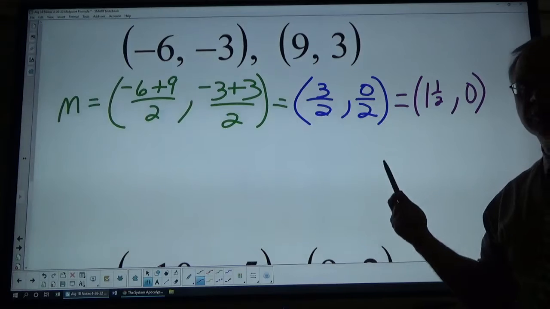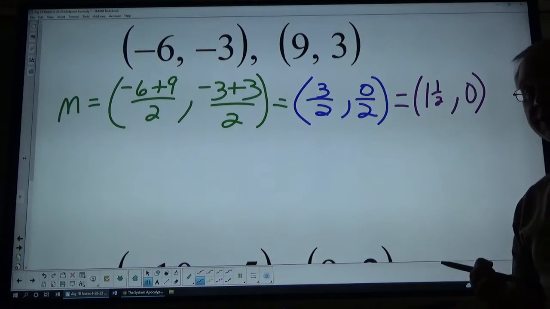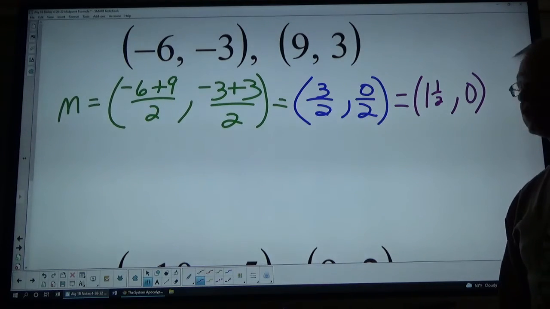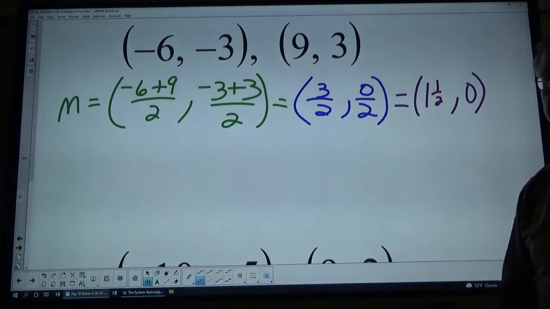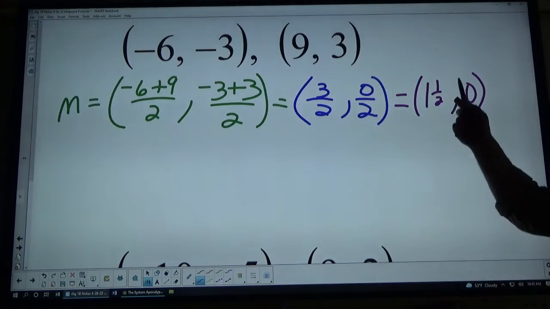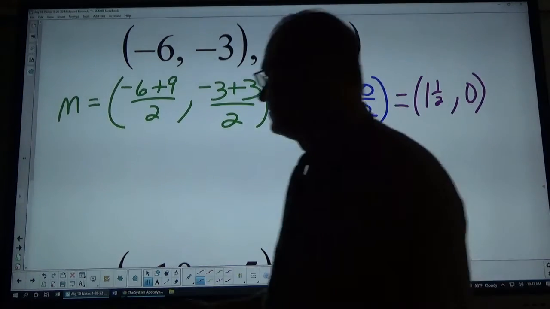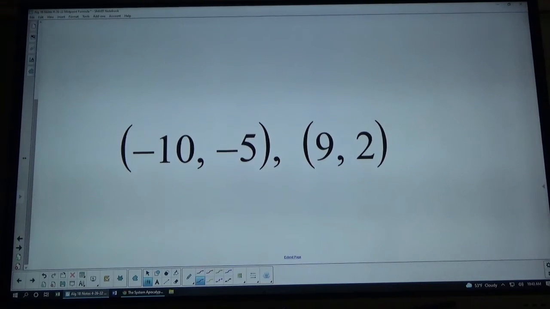Now, how do I know it's 1 and 1/2? 3 divided by 2. How many times will 2 go into 3 evenly? 1 time. What's the remainder? When I say 2 times 1 is 2, I subtract that from 3. That leaves me with 1. So 1 and 1/2. All right, so now that you've seen that, give that one a try.